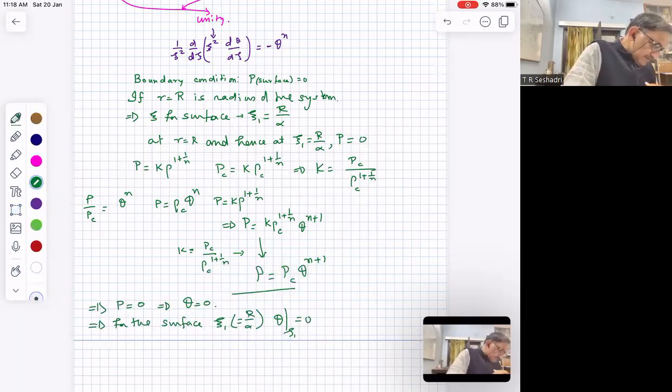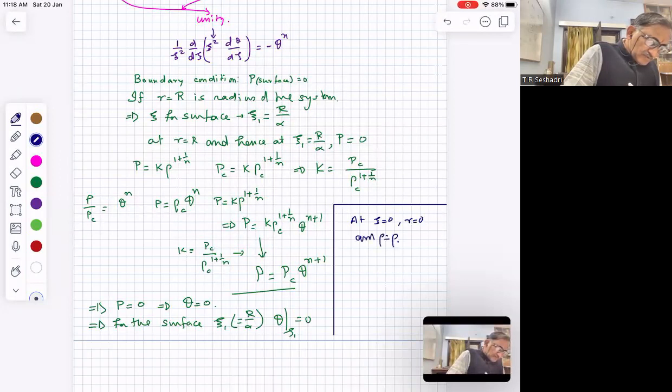Okay. And the other thing which is required is that at xi equal to 0, r equal to 0, and rho equal to rho c implies theta equal to 1. Hence, theta equal to 1 for xi equal to 0. So these are the two conditions.